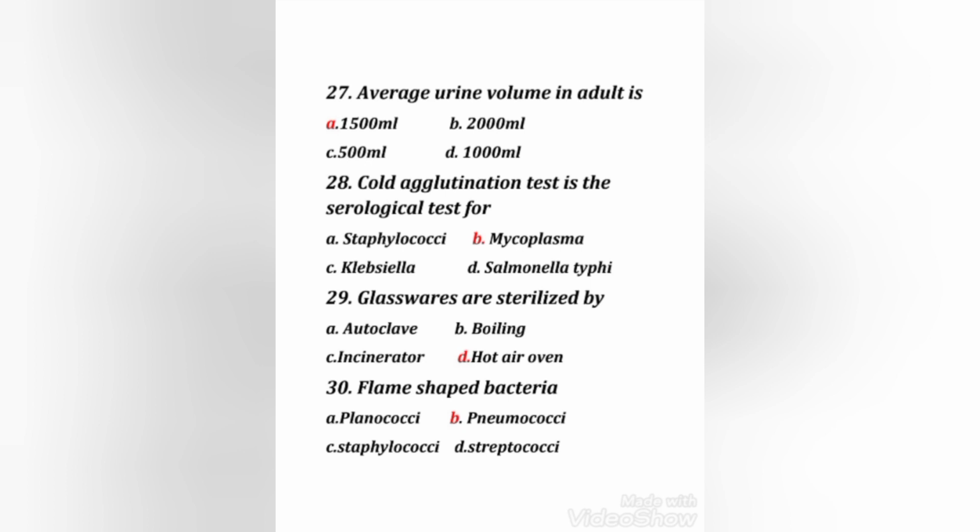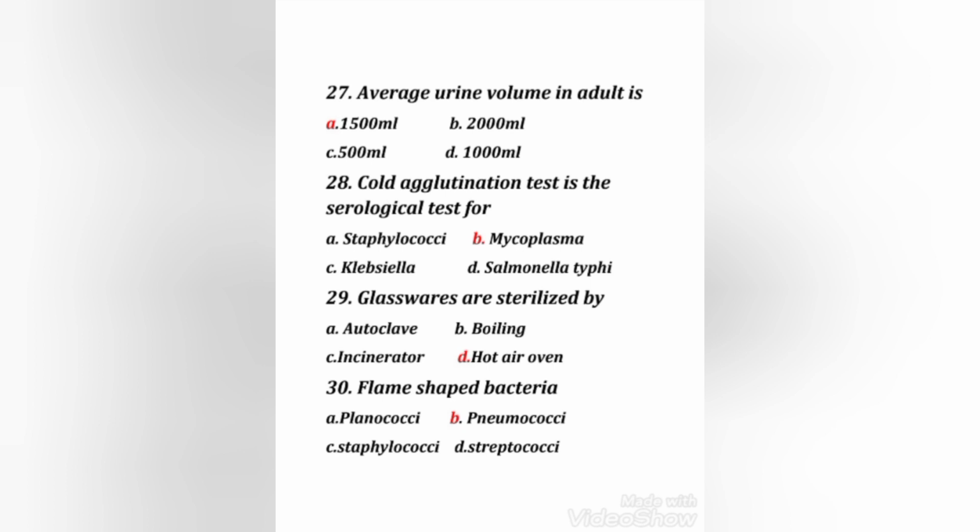Next question. Cold agglutination test is a serological test for Staphylococcus, Mycoplasma, Klebsiella, Salmonella typhi. Here the right answer is option B, Mycoplasma. Next question. Glasswares are sterilized by autoclave, boiling, incinerator, hot air oven. Right answer is option D. Glasswares are sterilized by hot air oven. And the holding period of hot air oven is 160 degrees Celsius for 2 hours. And it is the most widely used method of sterilization by dry heat.